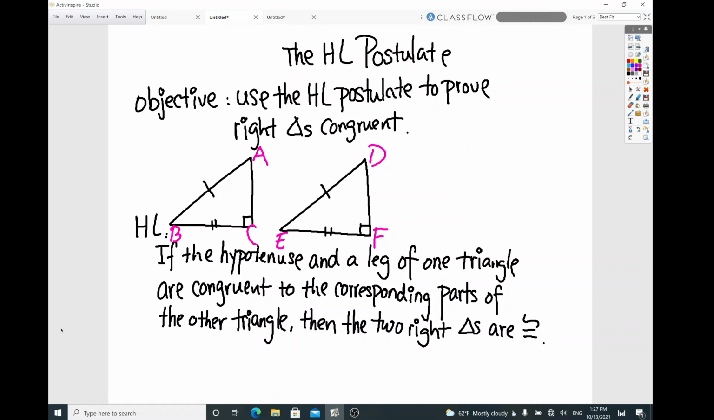So anytime we deal with a right triangle, like triangle ACB and triangle DFE, in order to prove those two triangles congruent, all you have to do is show that the hypotenuses are congruent, okay? And also one of the legs, showing that they're congruent as well. If the hypotenuse and the leg of one triangle are congruent to the corresponding parts of the other triangle, then those two right triangles must be congruent.